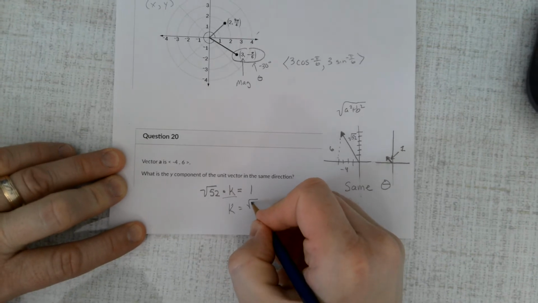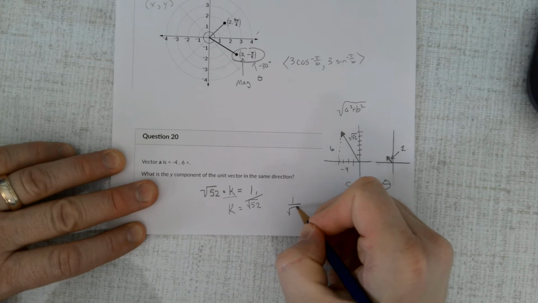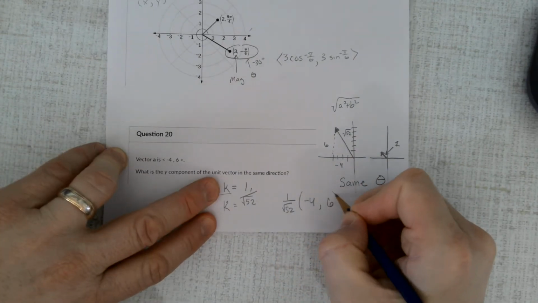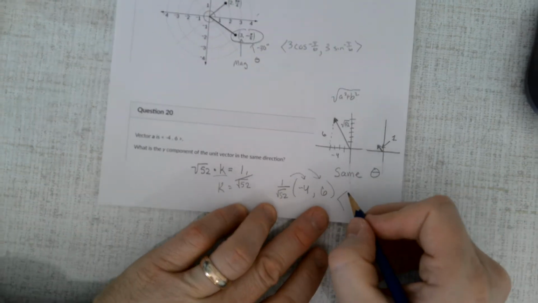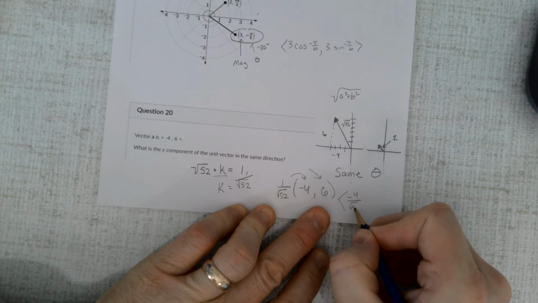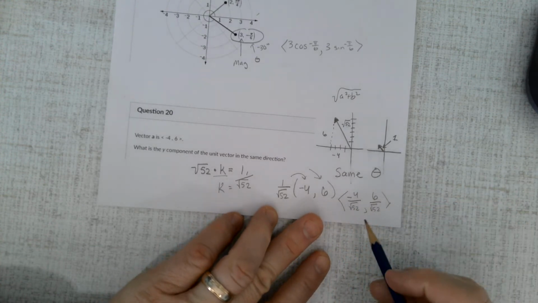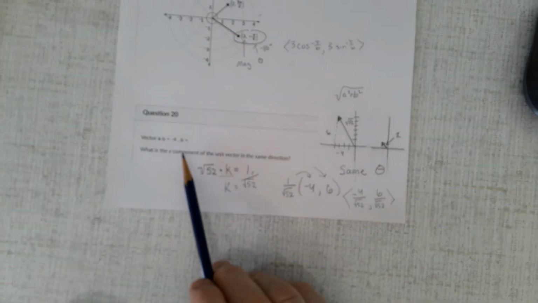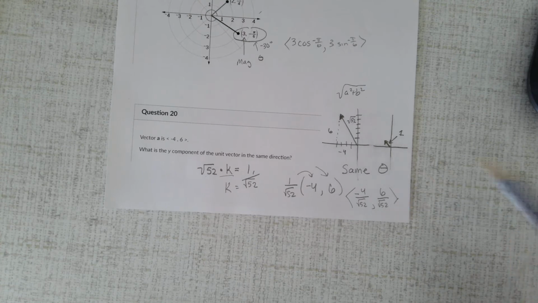K is 1 over √52. So we multiply 1 over √52 into this vector, and we just distribute this in there. So the answer is the components -4 over √52 and 6 over √52. Basically all I've done is divide this down by the magnitude. Now they want only the y component, so they only want this component here. But you're going to have to simplify that radical.